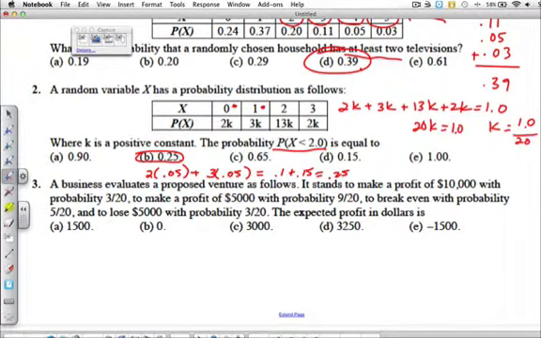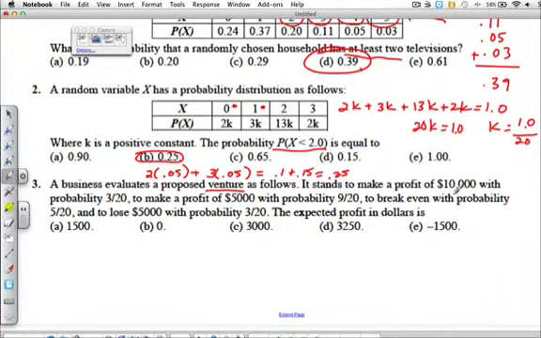Alright, in number 3, a business evaluates a proposed venture as follows. So venture means something like a risk it's planning on taking, or a business maneuver that it's going to do. Something it might accomplish in the future.